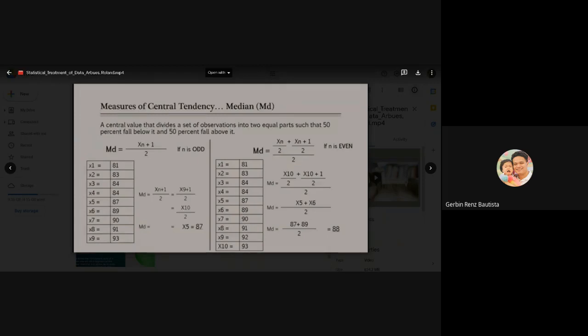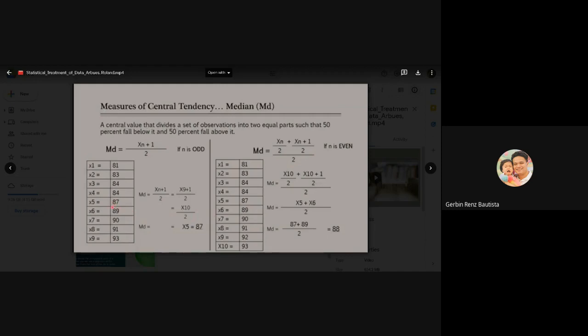The first table on the left shows the grades of 9 students, wherein student number 1 got an 81, student number 2 83, up to student number 9 who got 93. Since the sample size is odd, the formula is X(n+1)/2. Substituting the values, it is X(9+1), which equals X10, all over 2, getting the median of X5. X5 has a corresponding grade of 87, which makes it the median.